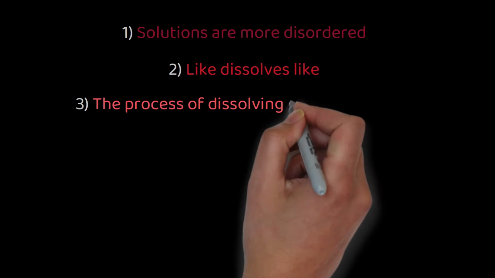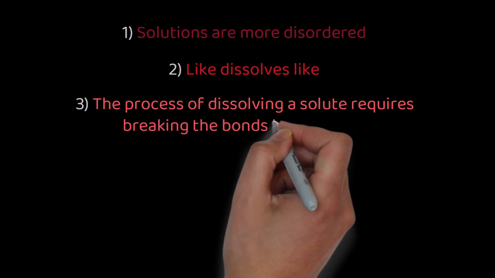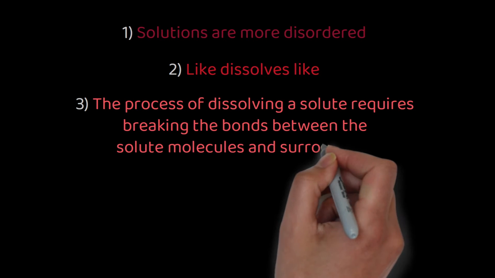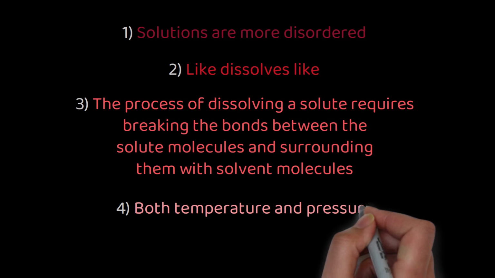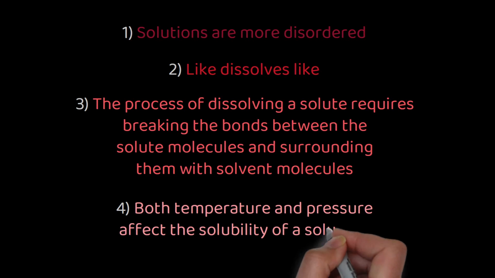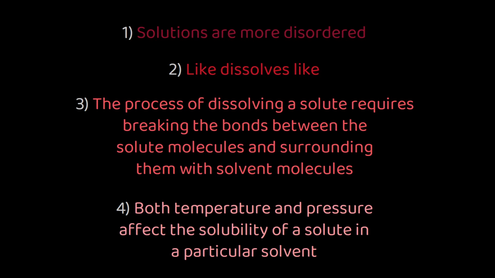As we have seen before, the process of dissolving a solute requires breaking the bonds between solute molecules and surrounding them with solvent molecules. Both temperature and pressure affect the solubility of a solute in a particular solvent. We can see that the solubility of gases tends to decrease with increasing temperature, and the solubility of solids increases with increasing temperature.